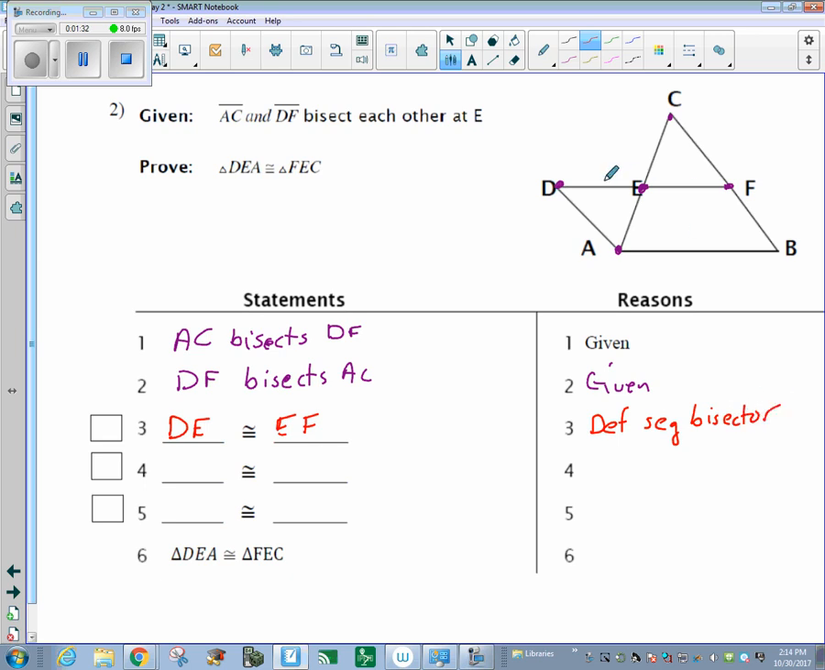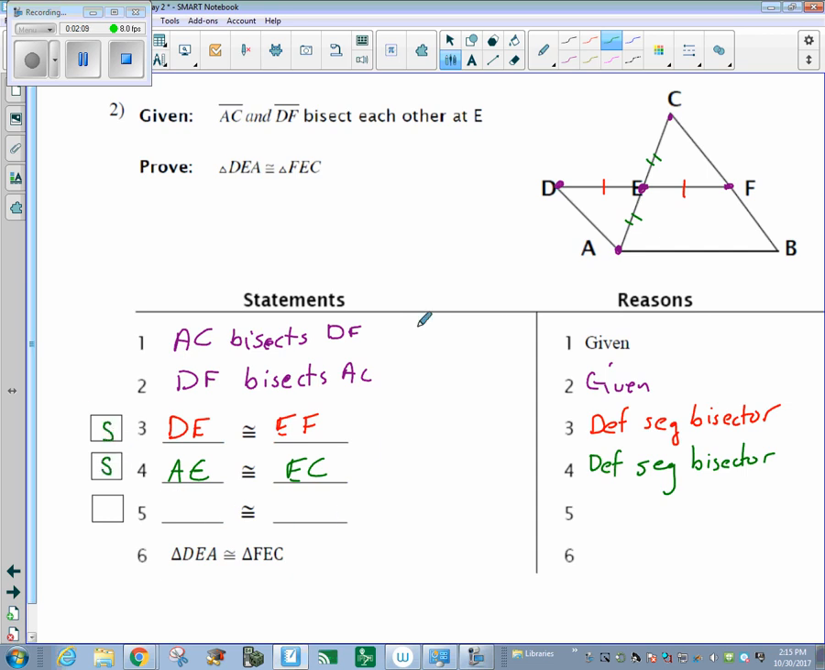So I will mark those congruent up here. The next statement that we're going to use is we're going to use our bisector here, and that DF bisects AC. So we know that AE is congruent to EC. And so if I mark those up here, same reason as it was for 3, definition of segment bisector. And then, so now, right now, we have a side and a side.